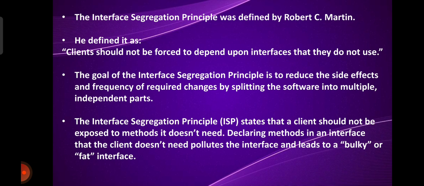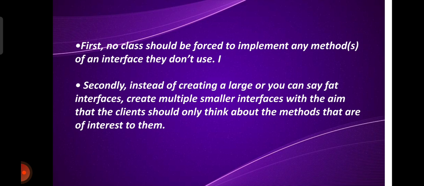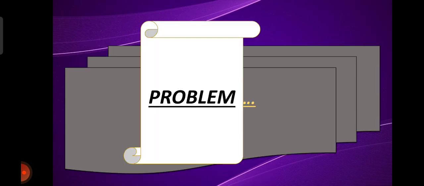First, no class should be forced to implement any methods of an interface they don't use. Means if you have an interface with 6 methods to implement, you should override all of these methods in an implementing class, else an error message will be shown. In the second point, instead of creating large or fat interfaces, create multiple smaller interfaces to overcome the error.